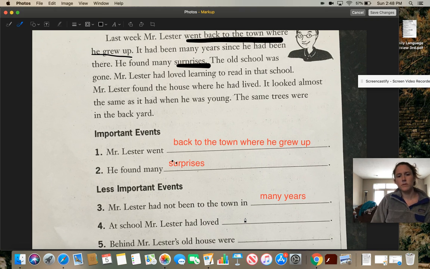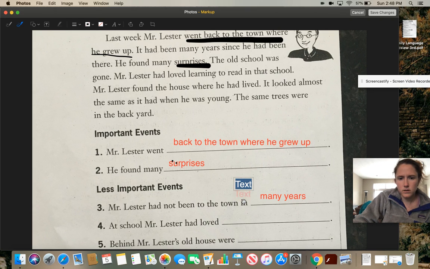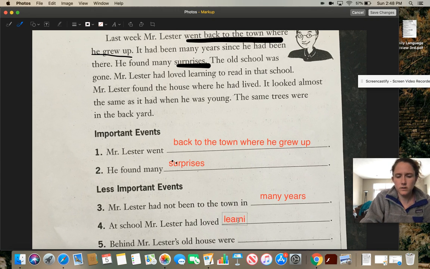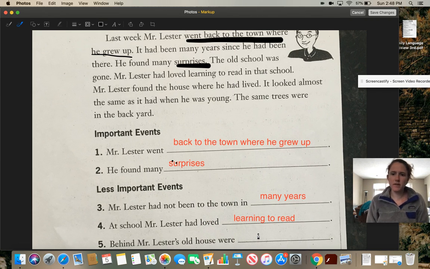And then at school, Mr. Lester, what did he love to do? It said Mr. Lester had loved learning to read when he was in this school. So Mr. Lester, oh, come on. There we go. Had loved learning to read. And I know a lot of you are really good readers, so I hope you look back on your school experience and say that you loved learning to read.